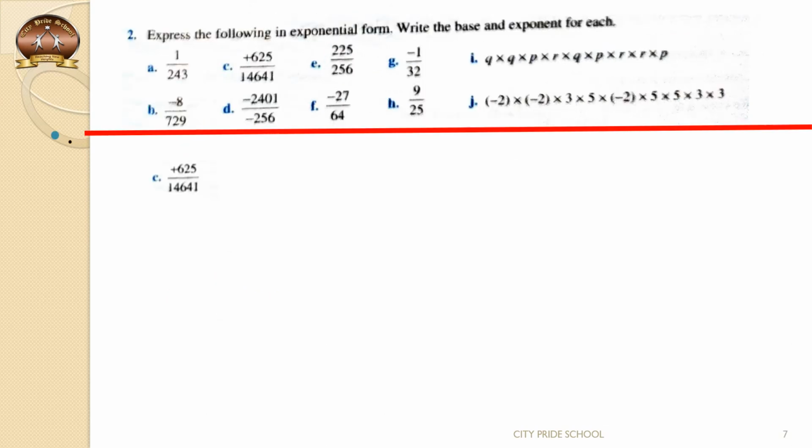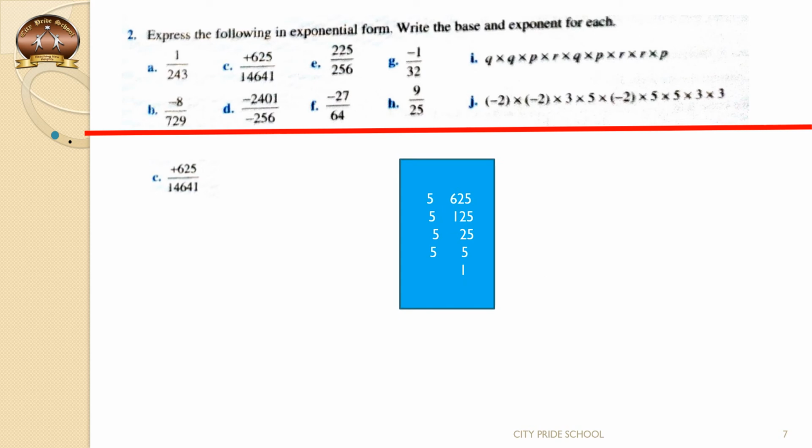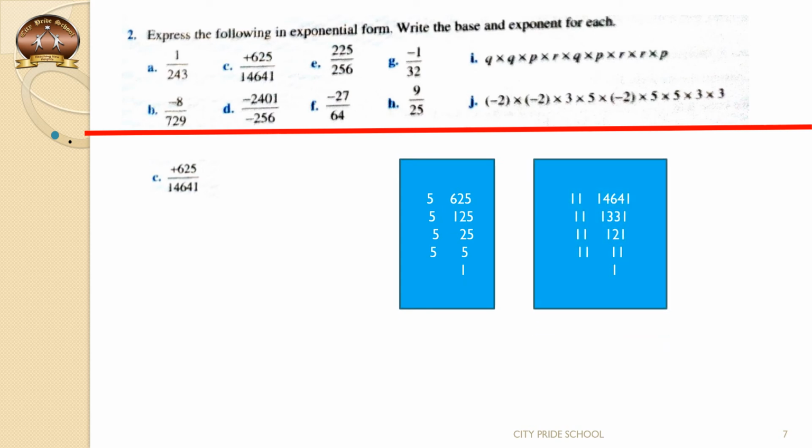So let us continue with C1, that is 625 divided by 14,641. First I'll find the prime factors of each of these numbers. The prime factor of 625 is 5 multiplied 4 times, and of 14,641 is 11 multiplied 4 times. So I have 5 raised to 4 divided by 11 raised to 4. So I can write it as 5 divided by 11 whole raised to 4. Here the base is 5 by 11 and the exponent is 4.